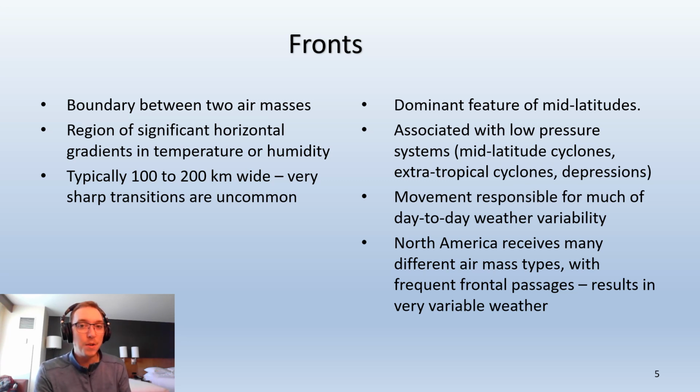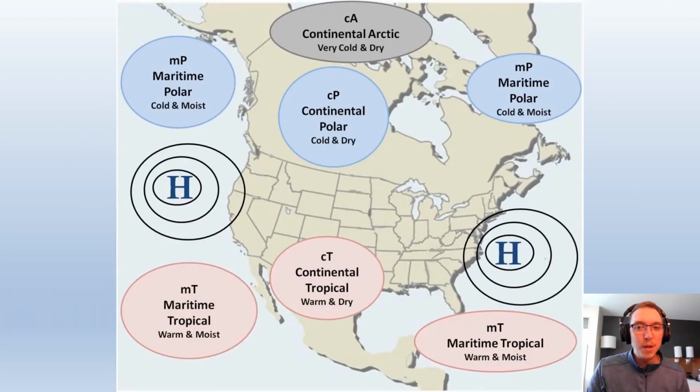They are our dominant feature in the mid-latitudes. They're associated with low pressure systems, so mid-latitude cyclones, extratropical cyclones, or depressions. Their movement is responsible for much of the day-to-day weather variability that we see. And in North America, we have many different types of air masses with frequent frontal passage, and that's why we have such variable weather. If we think of our position in Eau Claire, highly variable based on whatever's going on across the United States.